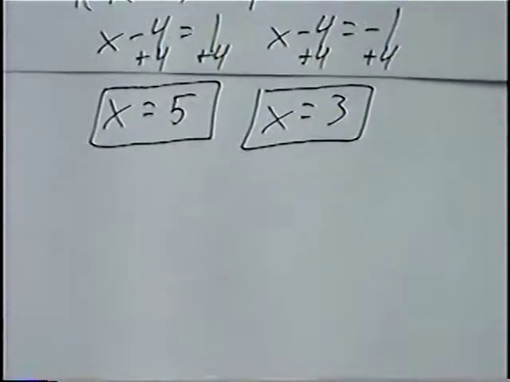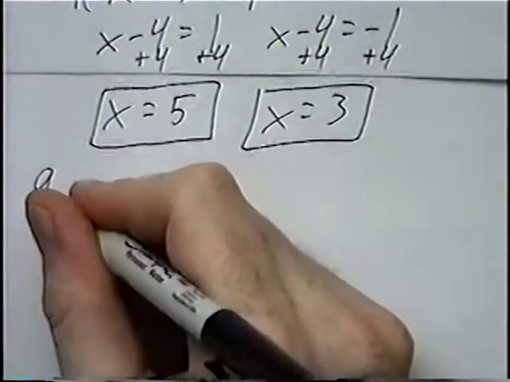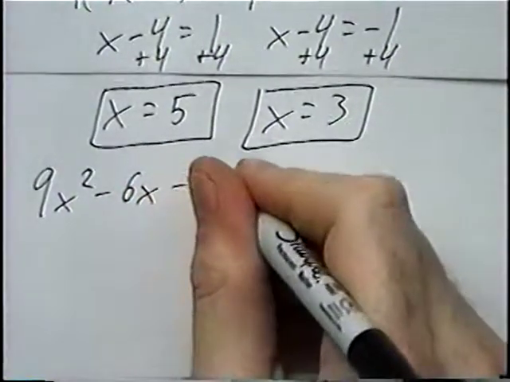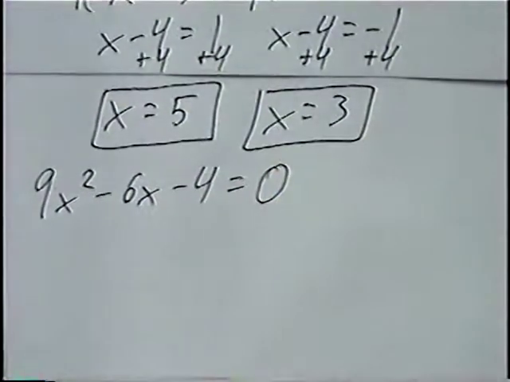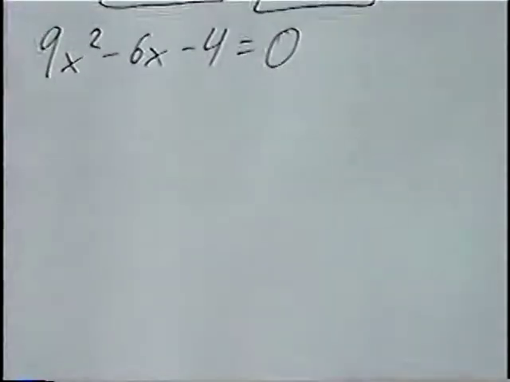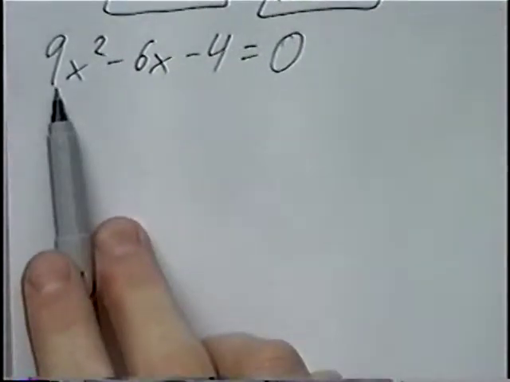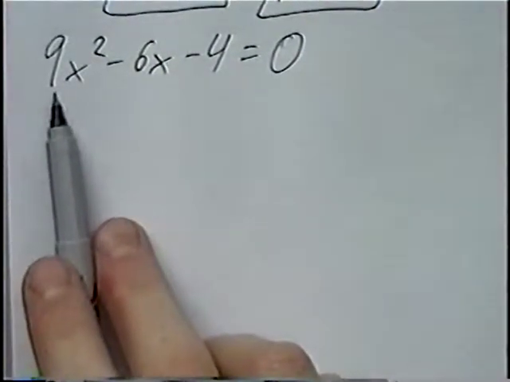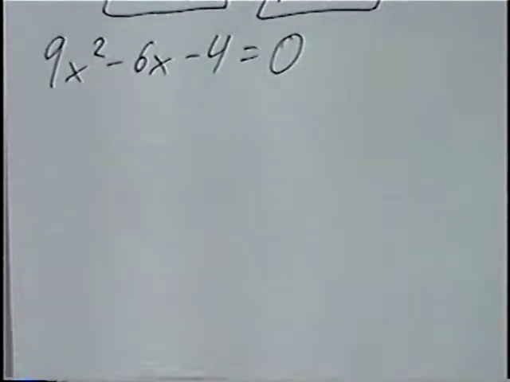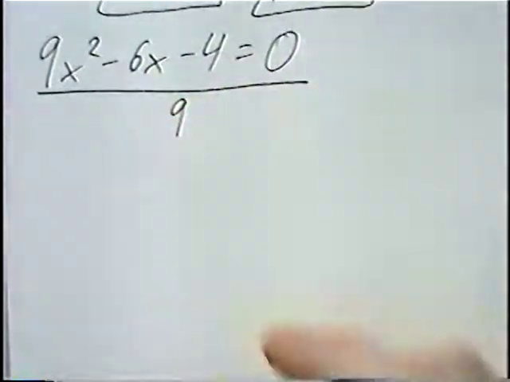Last equation and last problem for the section: 9x squared minus 6x minus 4 equals 0. Solving this, looking at the values, a is equal to 9, the number in front of x squared. Keep in mind we want a to be equal to 1 when we complete the square. To change this to 1, we can divide the entire equation by 9.